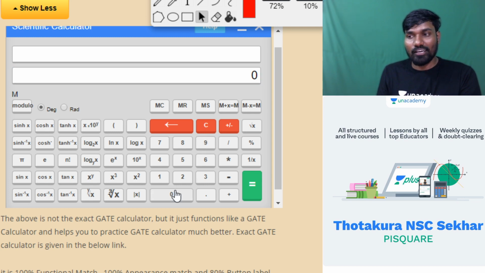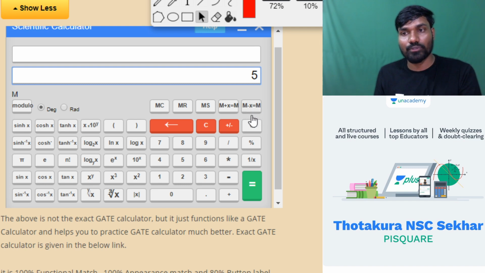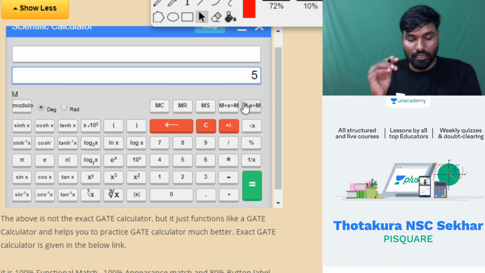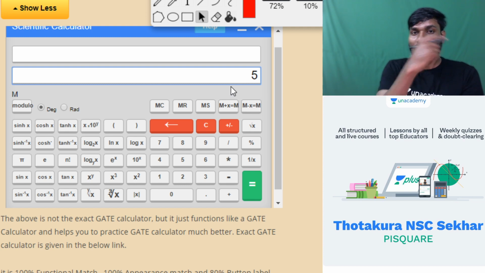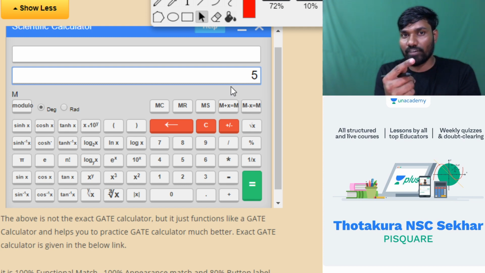Okay, now if I have 5 here and I hit the next button, this is m minus x is equal to m. This might be hard for you to see, so I am reading it out. M minus x is equal to m. This is the value of x. In the memory I already have 10. 10 minus 5 is 5. 5 will be stored in the memory.